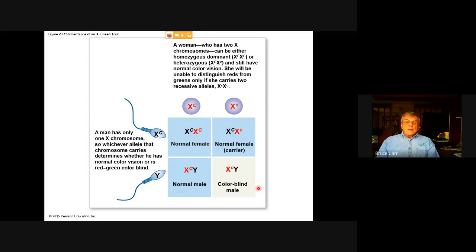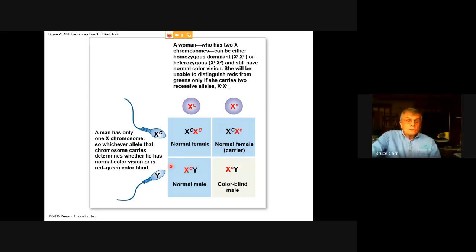If you have a female who is a carrier, then 50% of her sons, half of her sons, are expected to be colorblind. If you have a female who is a carrier of color blindness, none of her daughters will be expected to be colorblind, but half of them will be carriers.